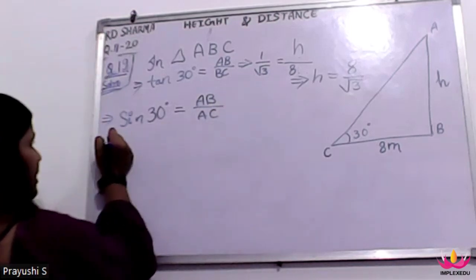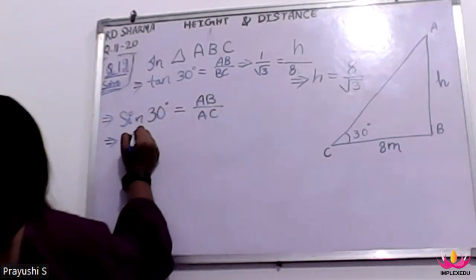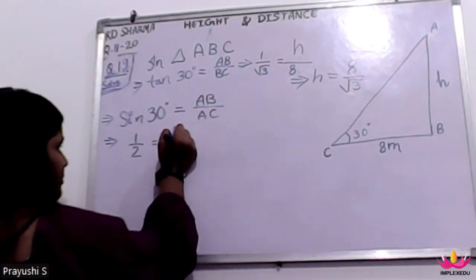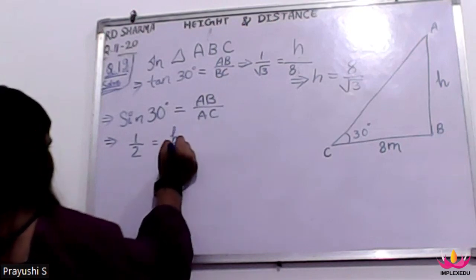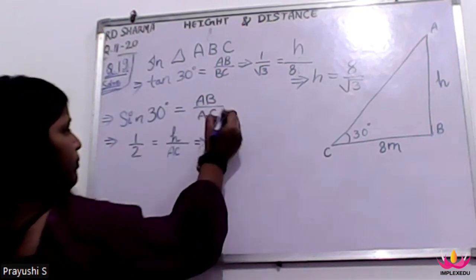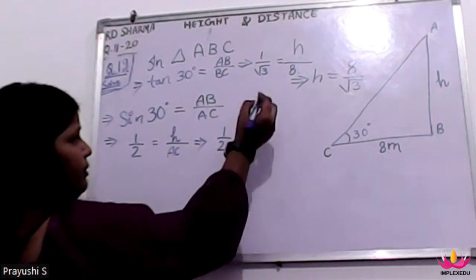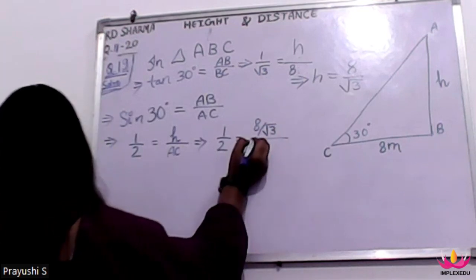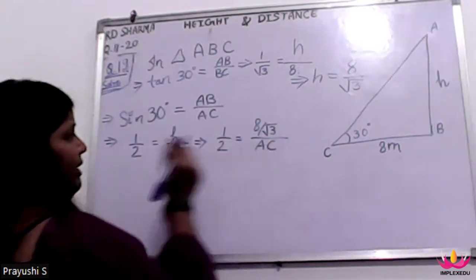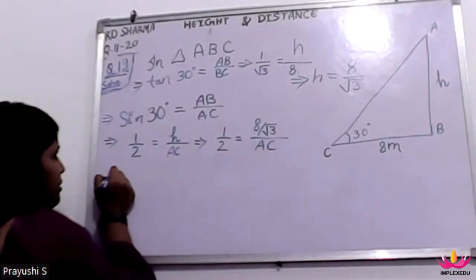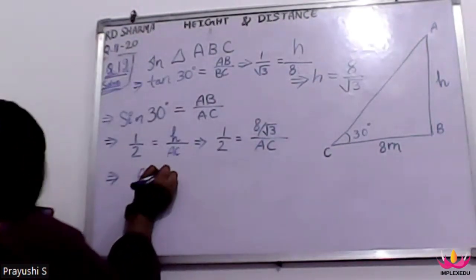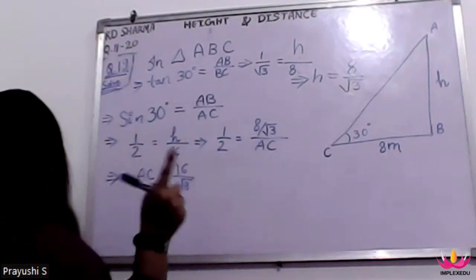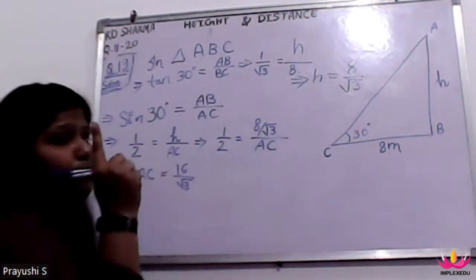And we know that sine 30 is equal to 1 upon 2, correct? And AB is equal to H and AC as it is. Now 1 upon 2 as it is, and H is equal to 8 upon root 3, so 8 upon root 3 upon AC, this is how it will be. Now when we solve this, AC will be equal to 16 upon root 3. Correct?